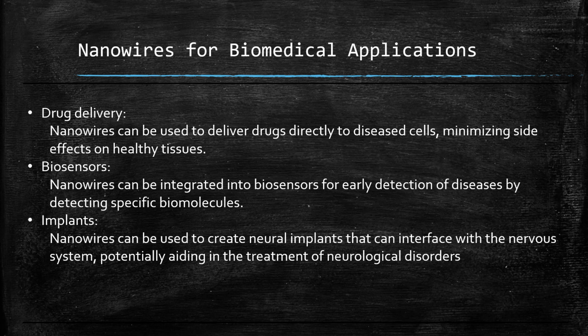Beyond drug delivery, nanowires can be integrated into biosensors for early disease detection. These tiny sensors can identify specific biomolecules associated with diseases, enabling earlier intervention and improved patient outcomes. Furthermore, nanowires have the potential to revolutionize neural implants used for treating neurological disorders. By interfacing with the nervous system, they can offer new possibilities for restoring lost functions and improving patients' quality of life.